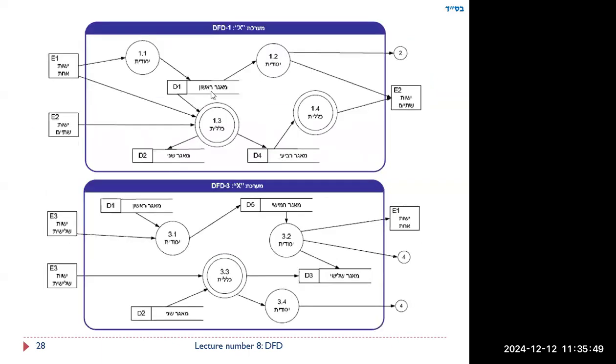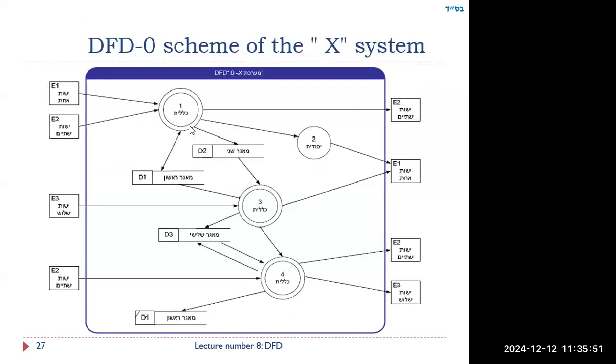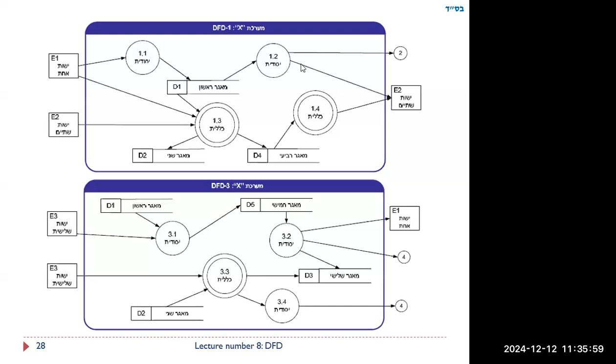Fine. In other words, all he's saying is that if D1 appears here, then it has to appear in the definition of process 1. If D1 is used by 1, then when I go to 1, I better see it. But you didn't explain this.